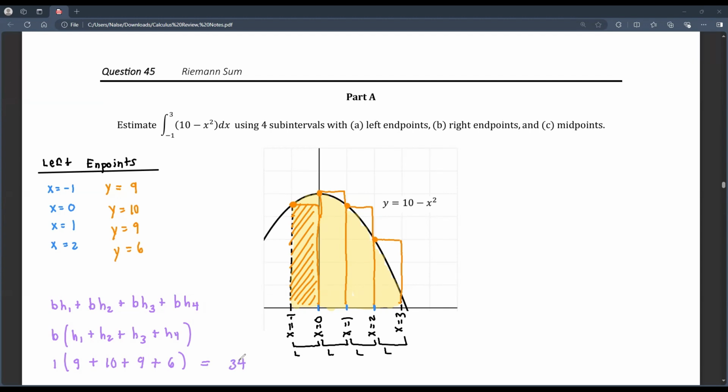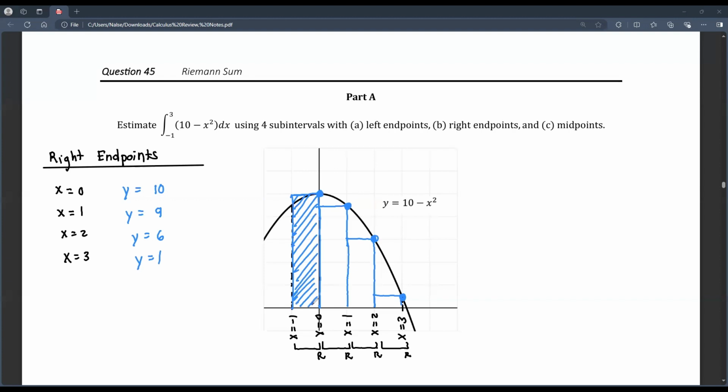Now, pause the video to repeat the problem using right endpoints. Did you find the 4 right endpoints and their respective y values? The right endpoint approximation should come out to 26.